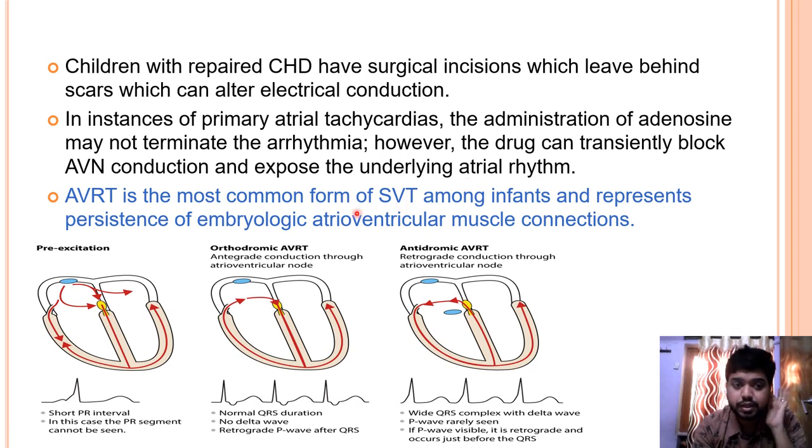Then coming to SVT, AVRT, AV re-entry tachycardia, is the most common form, and it represents the persistence of embryological atrioventricular muscular connection. So yes, it can be pre-excitation, orthodromic or antidromic. Orthodromic is where the excitation goes through the AV node and returns through the accessory pathway. Whereas antidromic is where excitation goes through the accessory pathway and returns back through the AV node. This is antidromic.